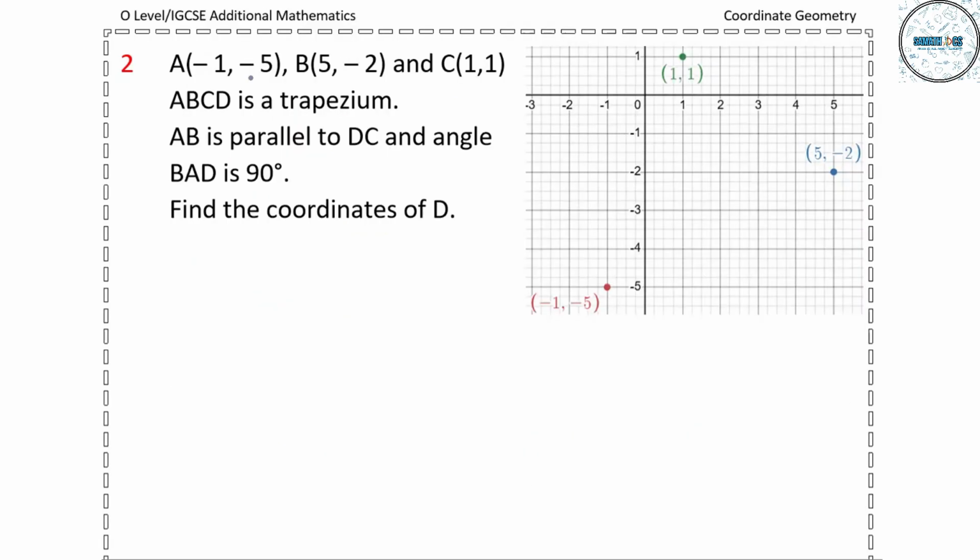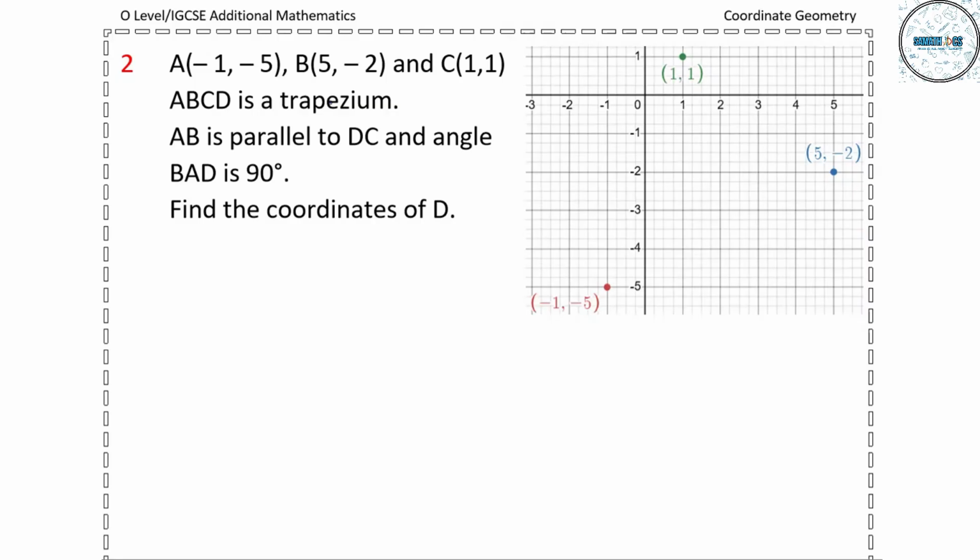Another question in which A is minus 1 comma minus 5, B is 5 comma minus 2, and C is 1 comma 1. ABCD is a trapezium. AB is parallel to DC and angle BAD is 90 degrees. Find the coordinates of D.